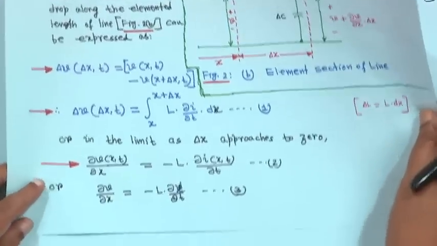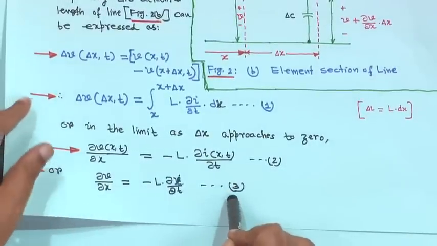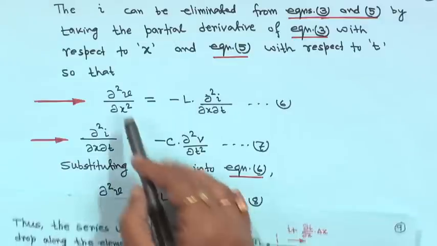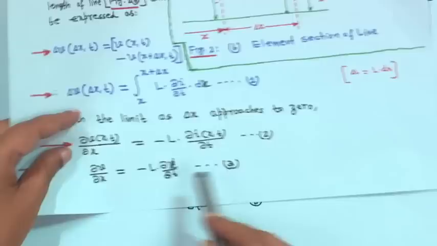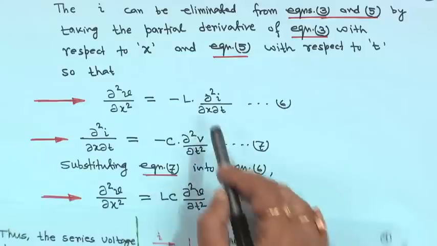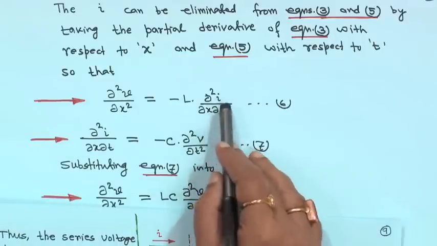Now, i can be eliminated from equations 3 and 5 by taking the partial derivative of equation 3 with respect to x and equation 5 with respect to t. Equation 3 is this one. If you take the derivative with respect to x, this will become ∂²v/∂x² is equal to minus L ∂²i/∂x∂t.